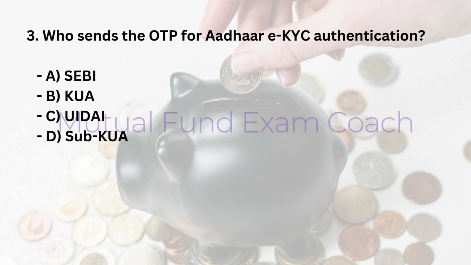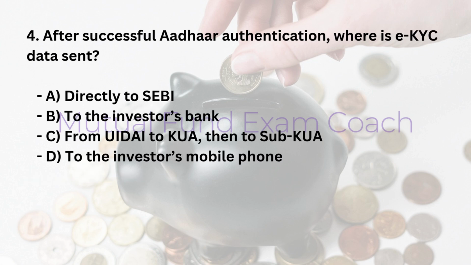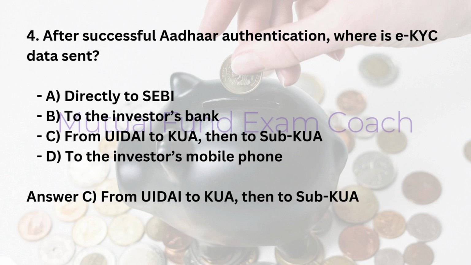3. Who sends the OTP for Aadhaar eKYC authentication? A. SEBI. B. KUA. C. UIDAI. D. Sub-KUA. Answer C. UIDAI. 4. After successful Aadhaar authentication, where is eKYC data sent? A. Directly to SEBI. B. To the investor's bank. C. From UIDAI to KUA, then to sub-KUA. D. To the investor's mobile phone. Answer C. From UIDAI to KUA, then to sub-KUA.